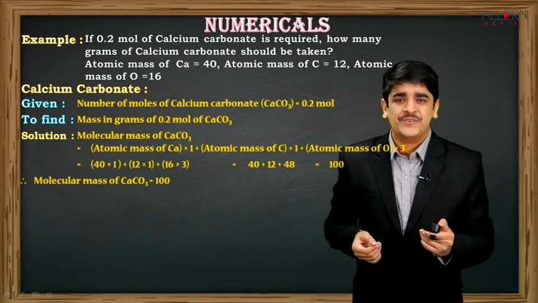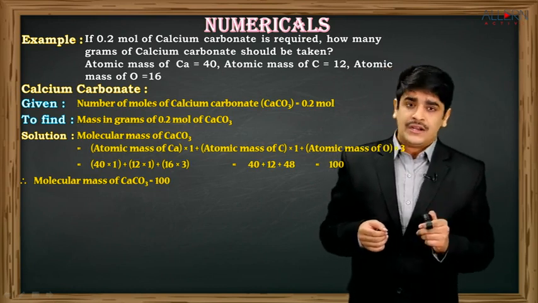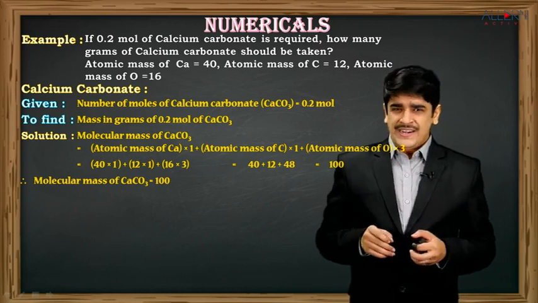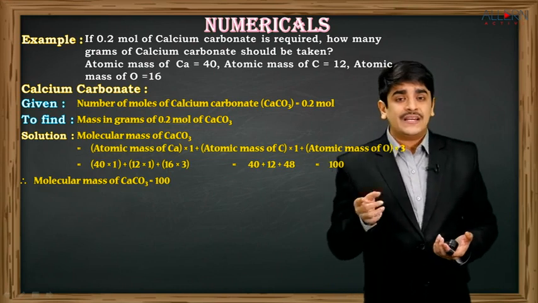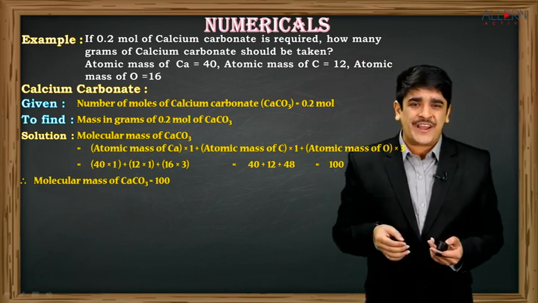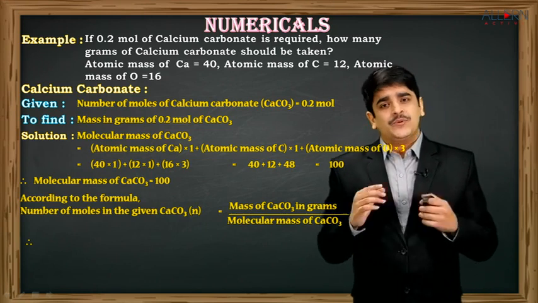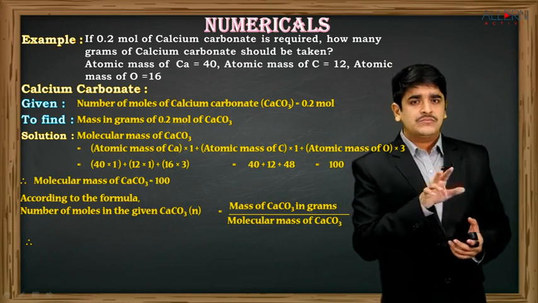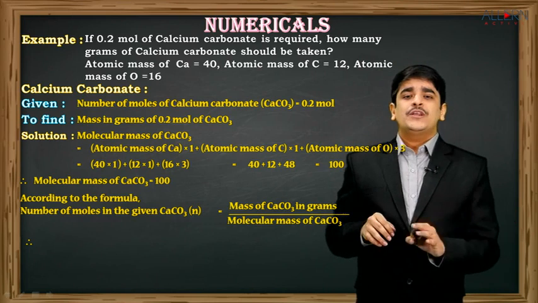Okay. Now, when I say that the molecular mass of calcium carbonate is 100, that is for 1 mole of calcium carbonate. Do I need 1 mole of calcium carbonate? No. They have asked me to calculate the grams in 0.2 moles of calcium carbonate. So, let's put it up. Number of moles for calcium carbonate, same formula. Mass of calcium carbonate in grams, this time not given in the sum. This time we need to calculate it upon the molecular mass of calcium carbonate.